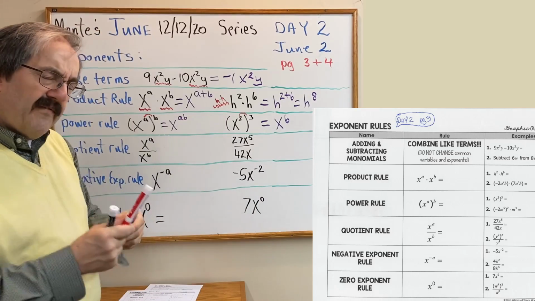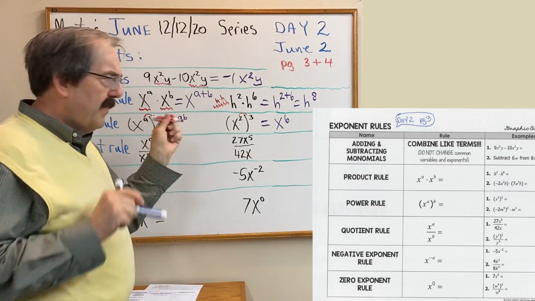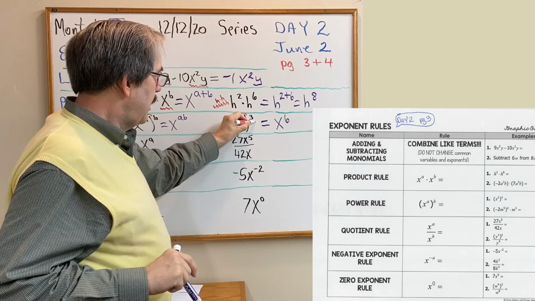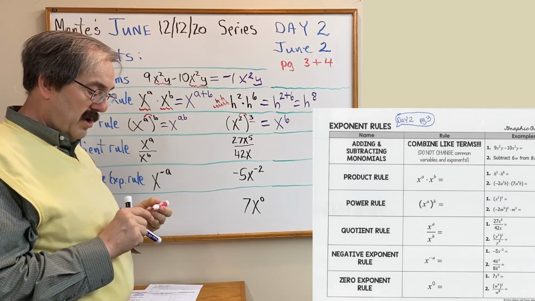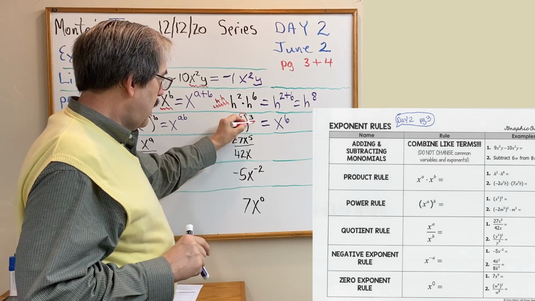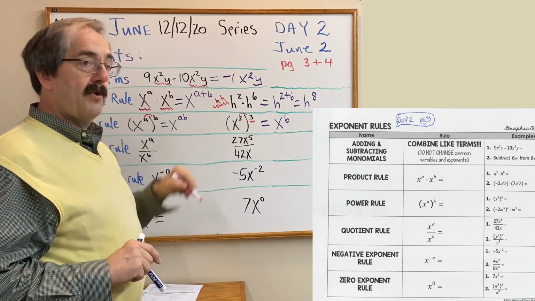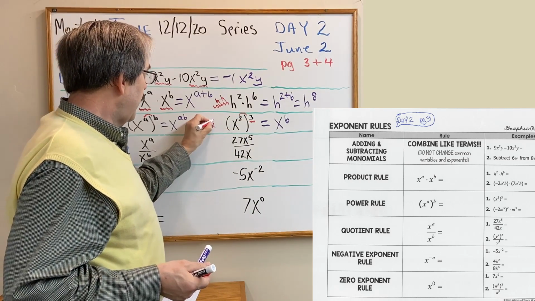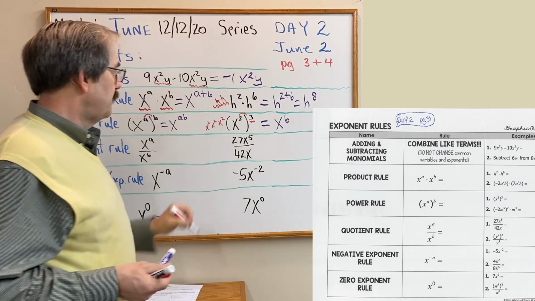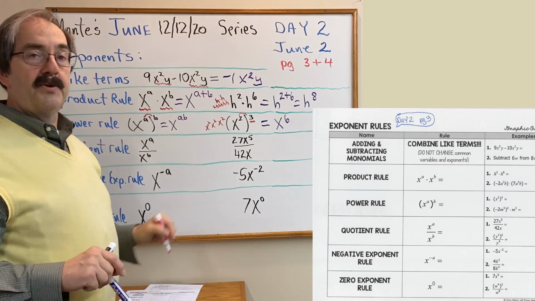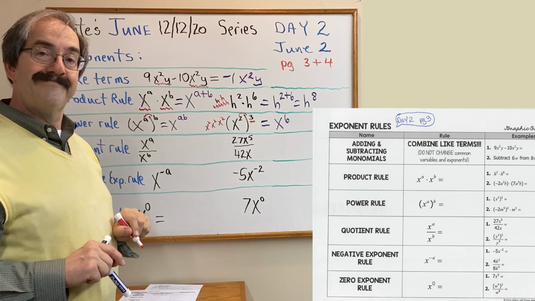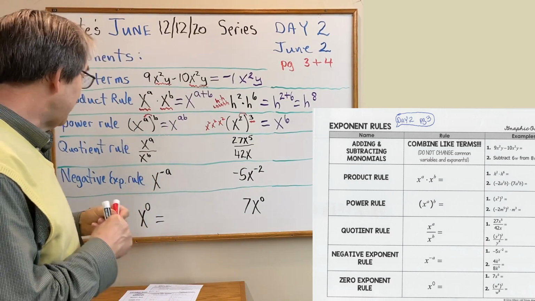Now again, if that's confusing to you, think of it like this. How many x squareds are there? How many of these are there? 3 of them. x2, x2, x2. Now, go back to the product rule, 2, 4, 6. All right. Now let's step it up.